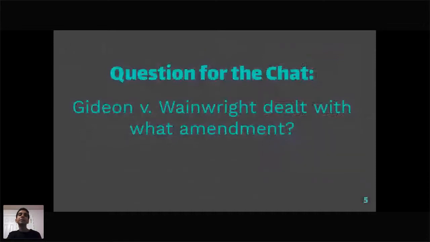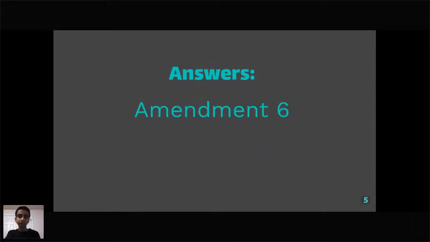Okay, so what amendment did Gideon versus Wainwright go to? Just a quick answer in the chat if you can. Yes, the Sixth Amendment's protection of the right to counsel. Okay, so let's keep going.